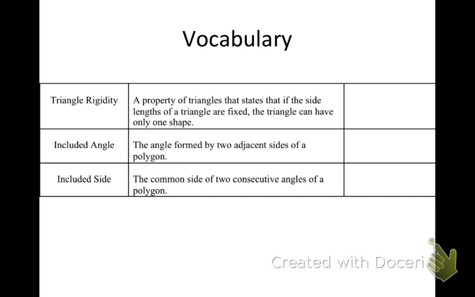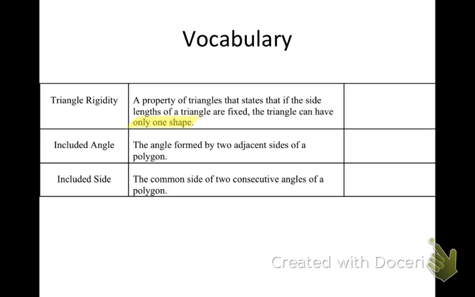Triangle rigidity is a property of triangles that states that the side lengths of a triangle are fixed. The triangle can have only one shape. Well, what does that mean here? If I have a fixed triangle, I'm only going to get one triangle. So triangle rigidity means it's going to have only one shape. Triangles are fixed and have one shape.